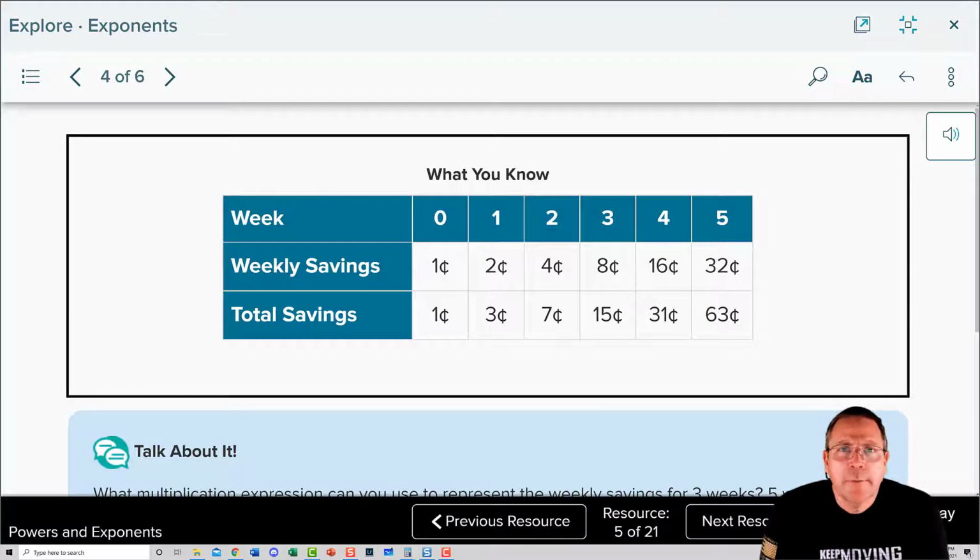Now, all that said, I am seeing some pretty good patterns here. Of course, obviously the weekly savings double each week. But the other one, the total savings: when you went from 1 to 3, you did 2 times 1 plus 1, and that gave you 3. 3 to 7: 2 times 3 is 6, plus 1 is 7. 2 times 7 plus 1 is 15. 2 times 15 plus 1 is 31. And 2 times 31 plus 1 is going to be 63.